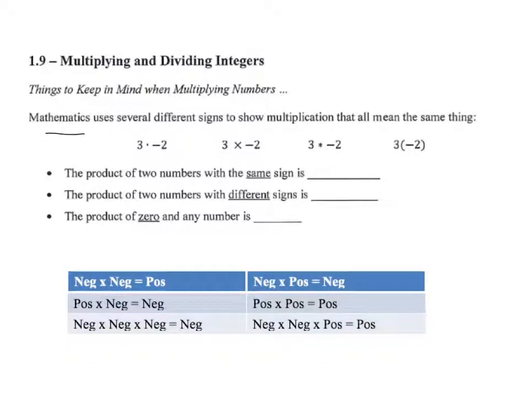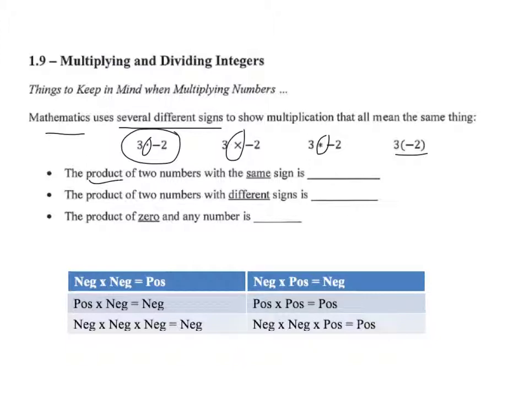Math uses different signs to show multiplication. So 3 with a dot means multiply. This means multiply. The star means multiply. And then parentheses, when they're right close together, no space, can mean multiply.